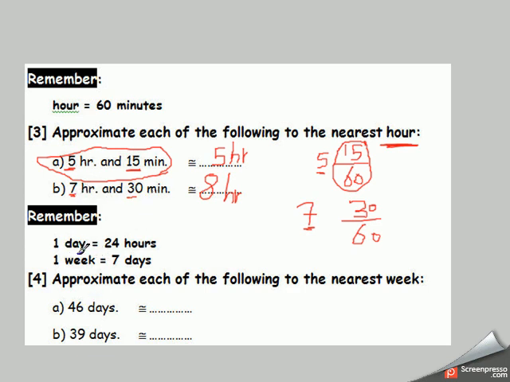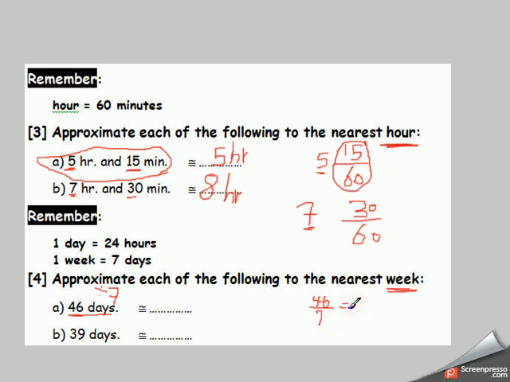The next example: 1 day equals 24 hours and 1 week equals 7 days. Now approximate each of the following to the nearest week. Okay, mister, this number is in days. What's the first step I can do? You should convert it to weeks. When I convert from days to weeks, what can I do? You should divide it by 7. Excellent. So it will be 46 over 7.